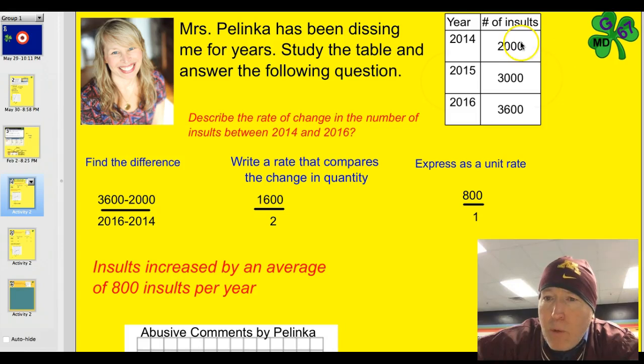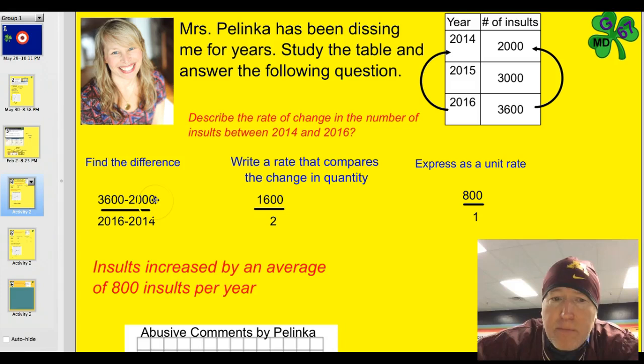Well, first of all, we got to look at those years from 16 to 14. So when we do that, you can see that the difference is, it looks like 1,600, 3,600 minus 2,000. We find the difference there. That's an increase of 1,600 insults. And from 2016 to 2014, that increase happened over 2 years. So if you simplify that, you divide by 800 here, you're at this rate of 800, you divide by 2 here, you're at this unit rate of 800 to 1. So the insults increased by an average of 800 insults per year.